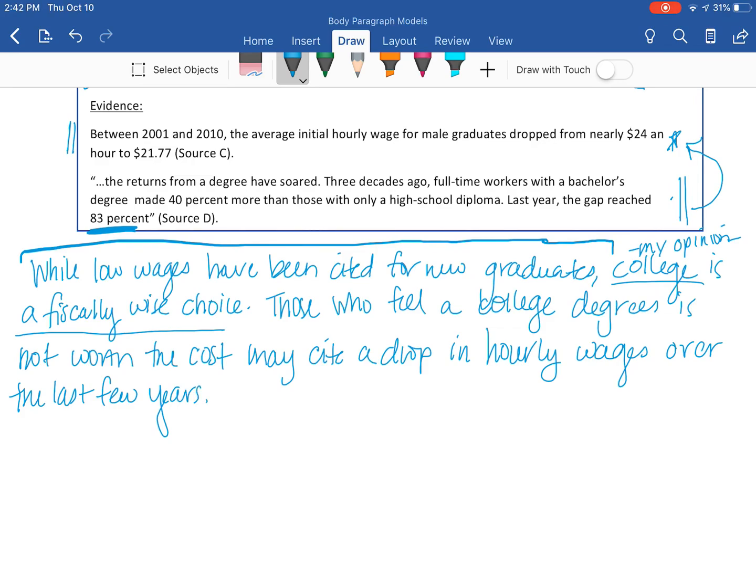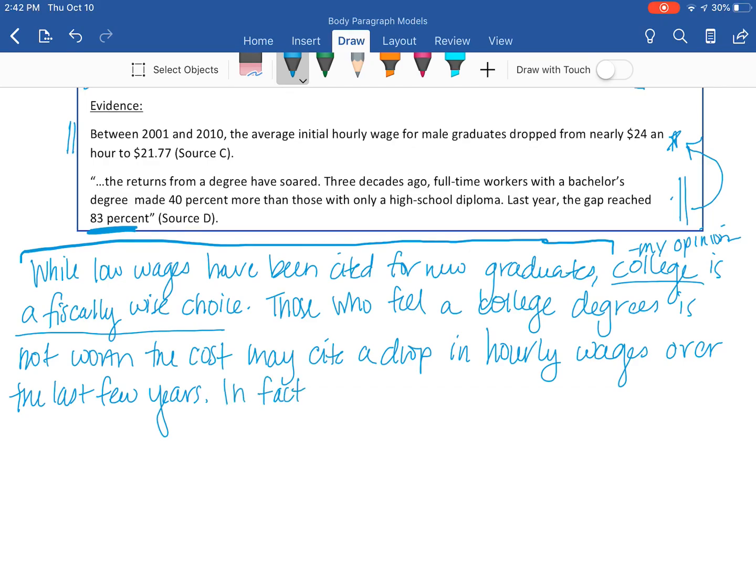So I have not presented my evidence yet, but I've transitioned into it by saying this is what these people say. So then what I want to do is include my evidence. Now, because this is already paraphrased, I can put this right into my argument, but I am going to add a little bit of reword just so it fits into what I already have. So those who feel a college degree is not worth the cost may cite a drop in hourly wages over the last few years.